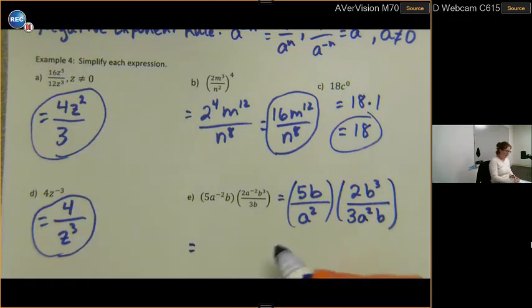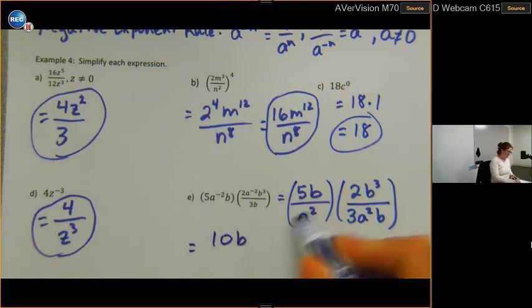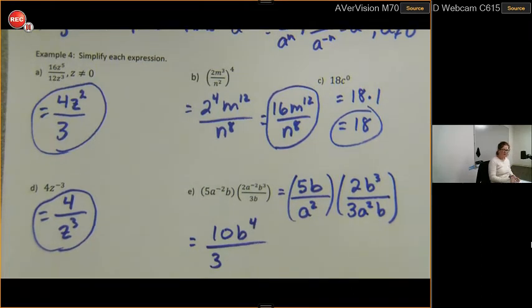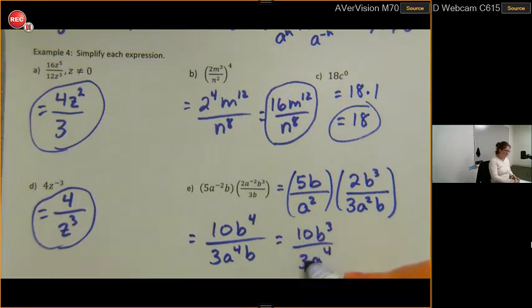Now I'm going to multiply across the top, adding the exponents to get b to the 4th. Across the bottom, add the exponents to get a to the 4th. Then do the quotient rule with the b's. So I have 10 b to the 3rd over 3 a to the 4th. How do I know I'm done? Because my numbers don't reduce anymore. There is only one b left to the 3rd power and only one a left to the 4th power.